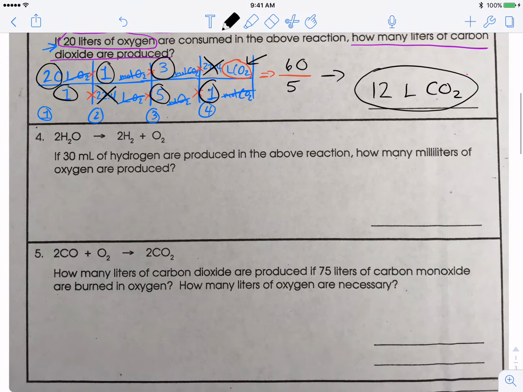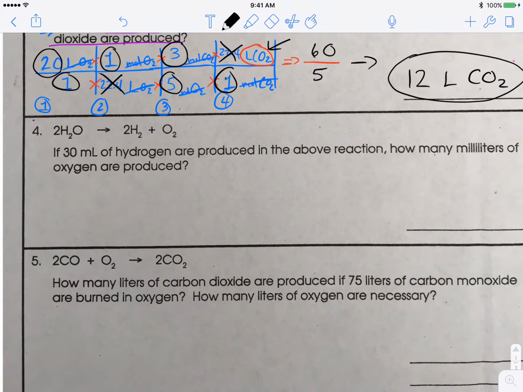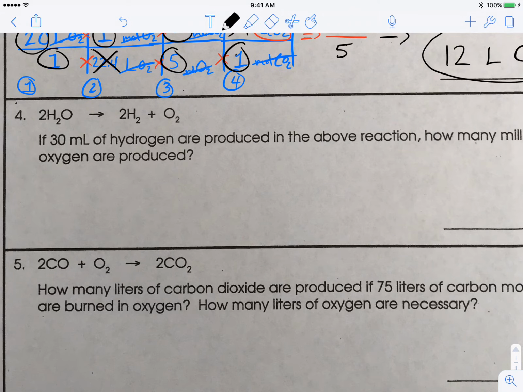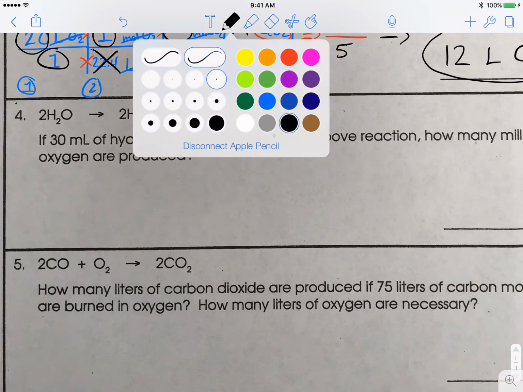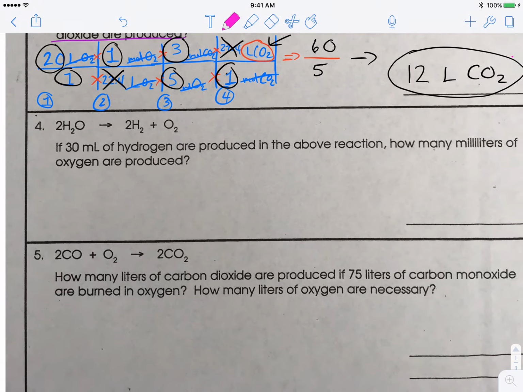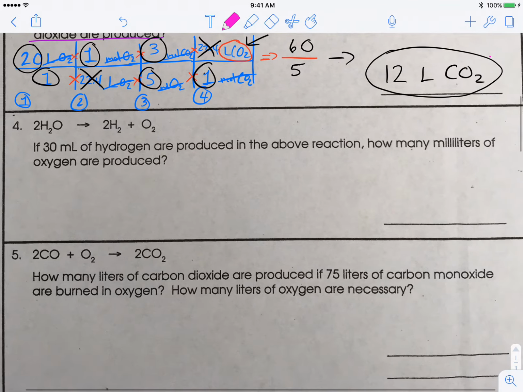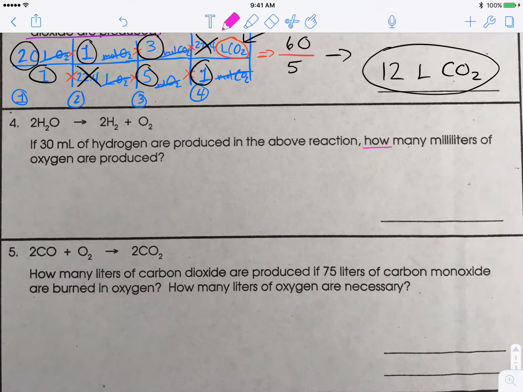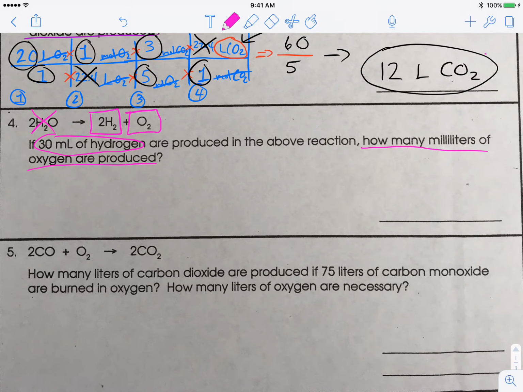All right. Quickly to number 4. I'm going to do the short way for this. So let's read the question. The question says that we have 30 milliliters of hydrogen produced in the above reaction, and it asks how many milliliters of oxygen will be made. We underline that, and we're going to square our O2. We're going to circle 30 milliliters of hydrogen. We're going to square our hydrogen, so we don't need to look at the water.